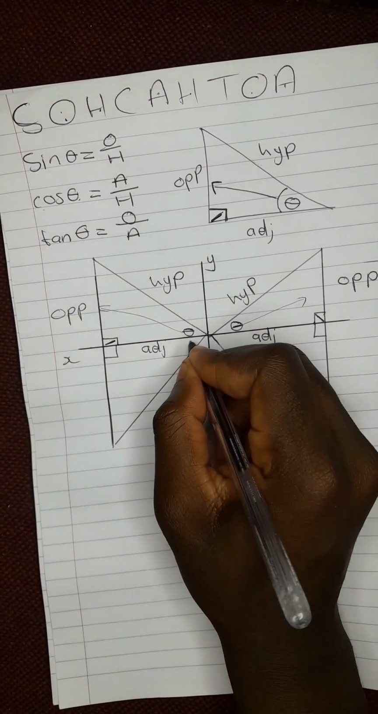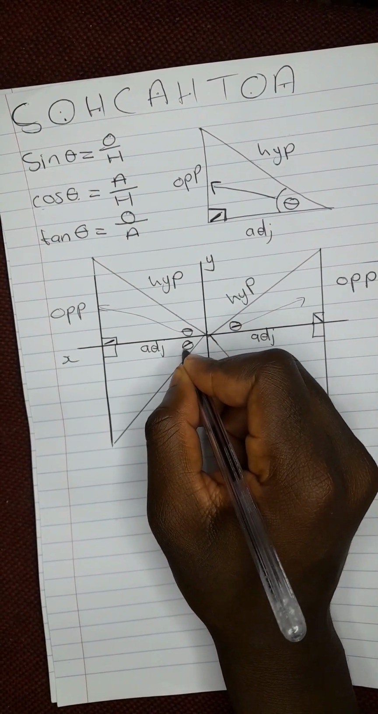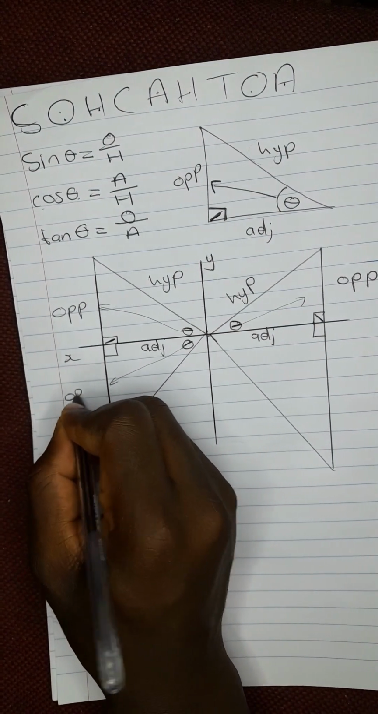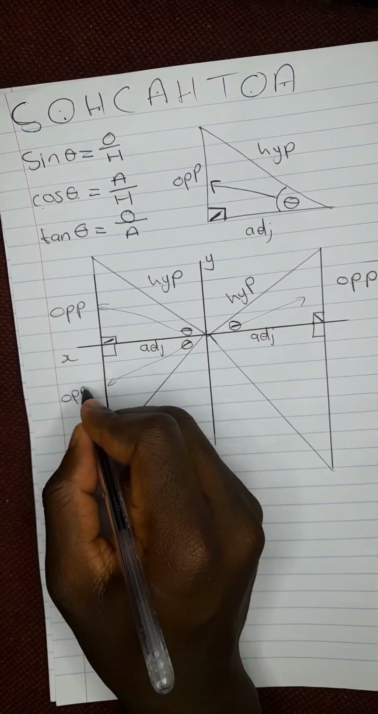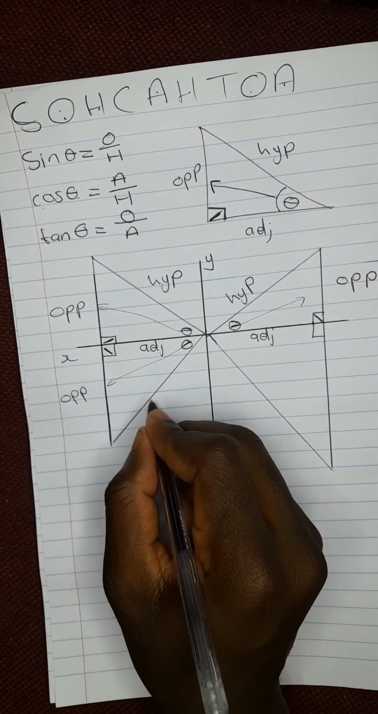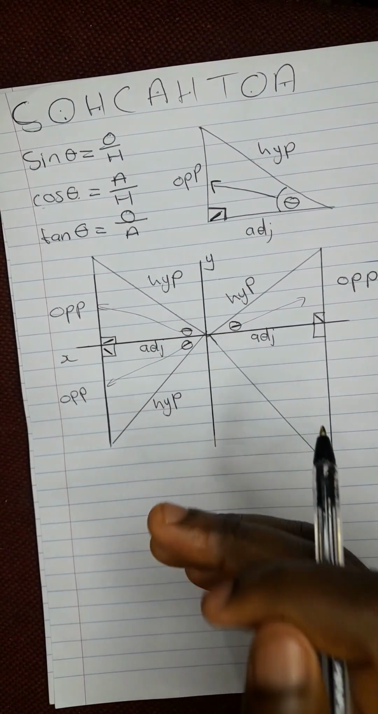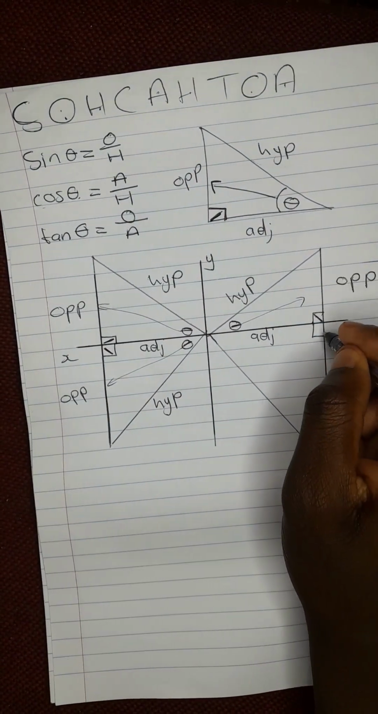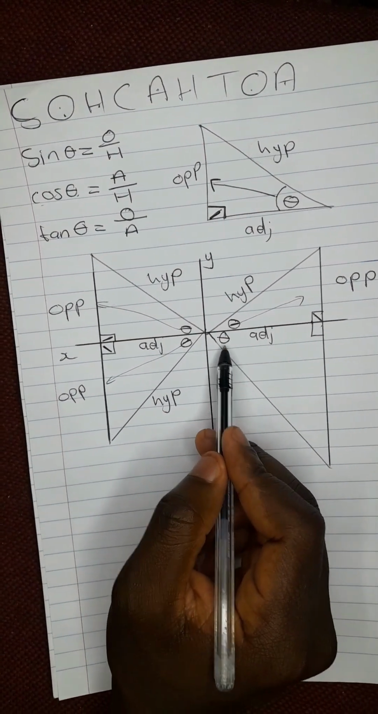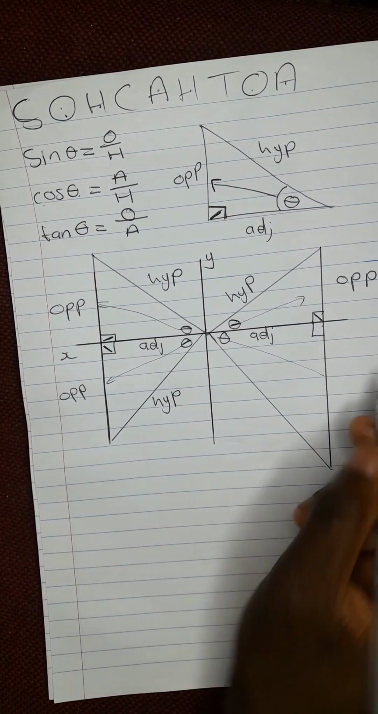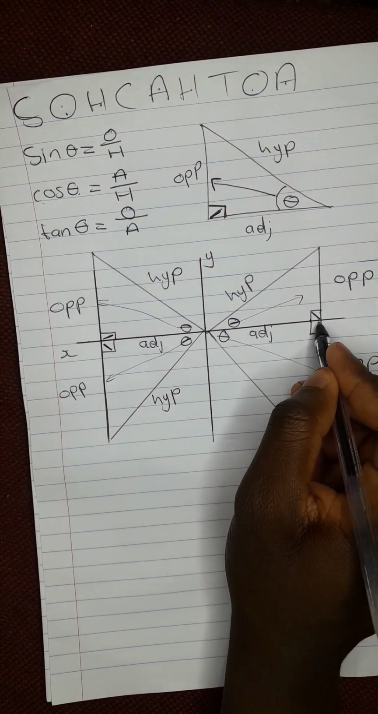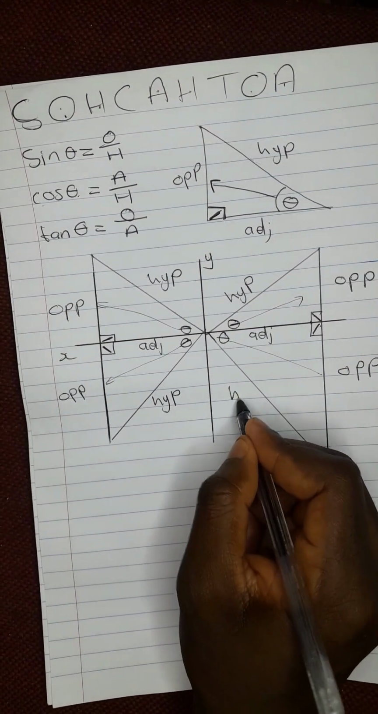Let me do it again. We have our angle. Our angle does what? Our angle points us to our opposite side, and our right angle points us to the hypotenuse, which is the longest side. Even in here, if I write theta here, our angle points us to the opposite and our right angle points us to our hypotenuse.